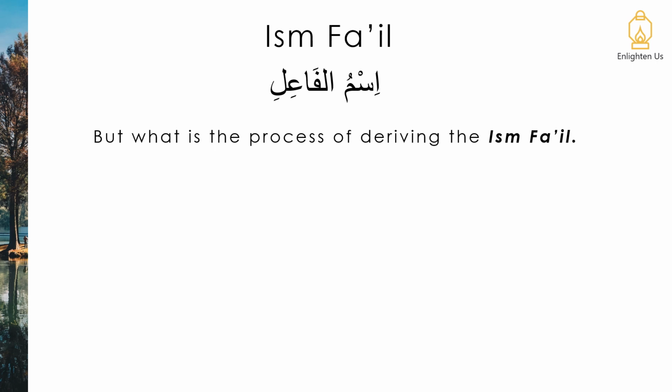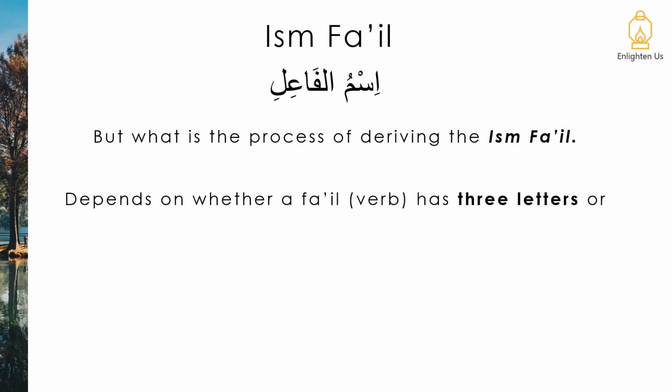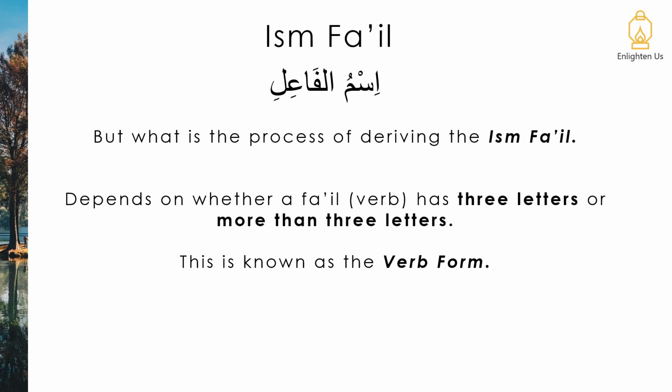But how do we derive the Ism al-Fa'il? How do we arrive at Ism al-Fa'il? What is the process? Well, this depends on whether a fi'l, the verb, has 3 letters or more than 3 letters. This is also known as the verb form, and we'll look at verb forms in much more detail later. But for today's lesson, just remember that there's 2 categories. There are verbs with 3 letters and then those with more than 3 letters, and each has its own process.